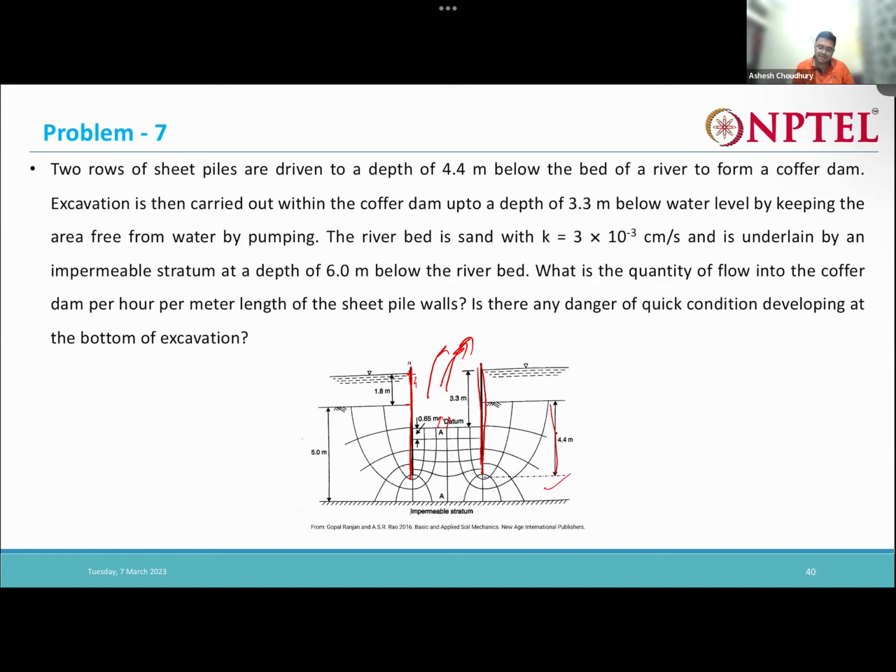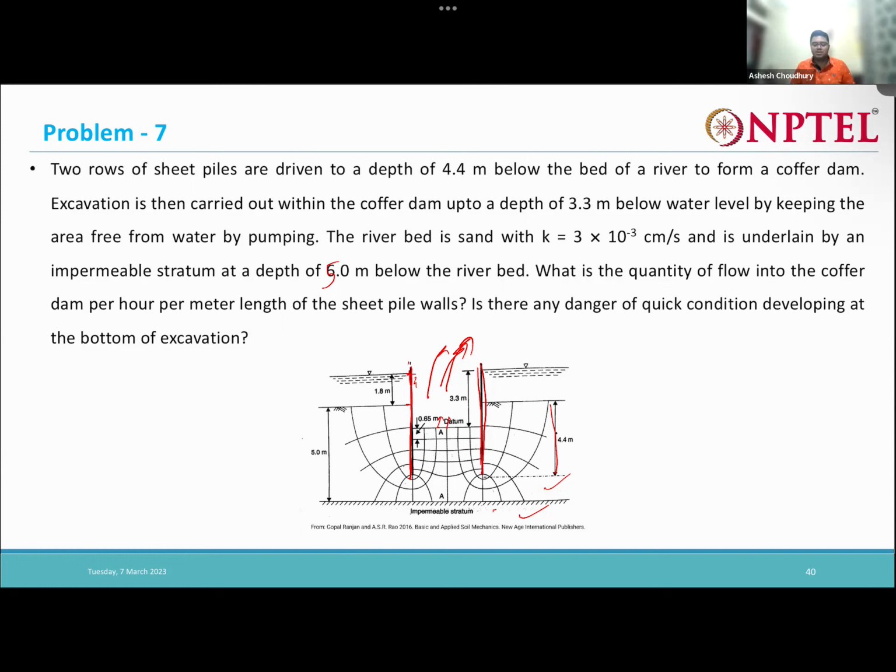K value is given. It is underlain by impermeable strata at a depth of 6 meter. Okay, so this is not 6, this is 5 meter, I guess. It should be 5 meter below the river bed. What is the quantity of flow into the coffer dam per hour per meter length of the sheet pile wall? So we need to determine the quantity of flow.